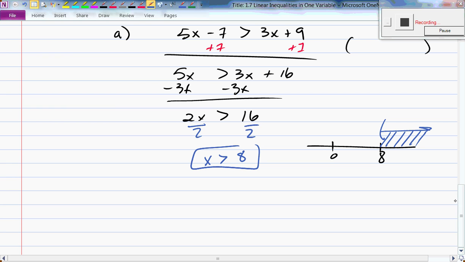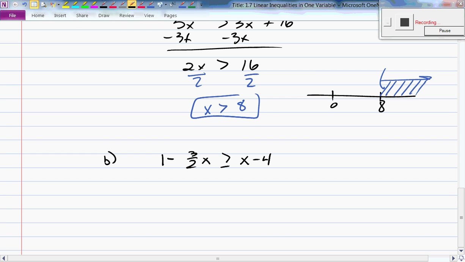Okay, let's step it up a little bit here. Let's make it a little more challenging. 1 minus 3 halves x greater than or equal to x minus 4. All right. Any thoughts? All right. Suggestions about how we should do first. What do you do with that fraction in there? You want to keep it or you want to get rid of it? You want to clear it?